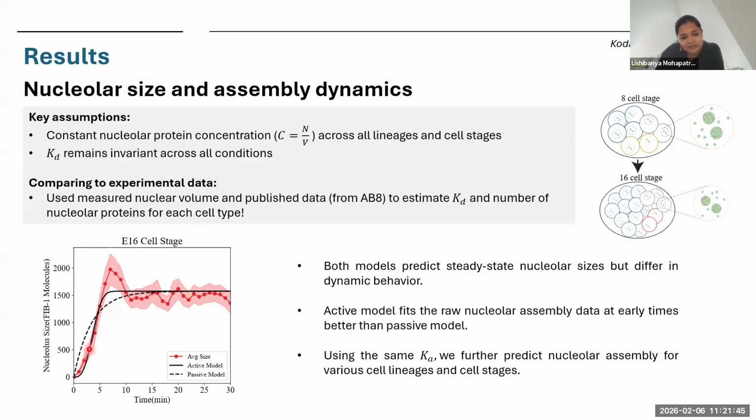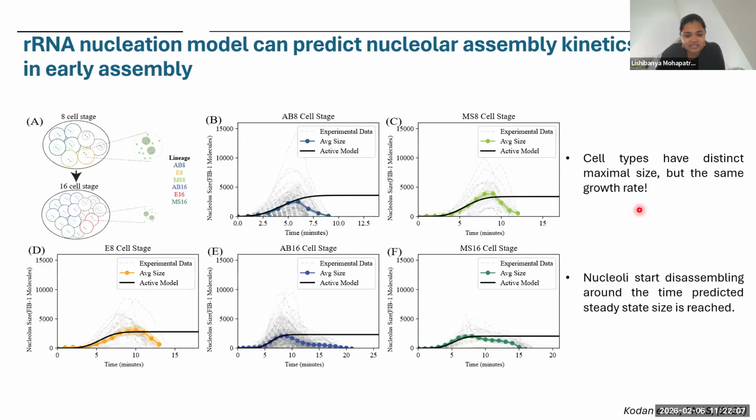And by extracting this particular assembly parameter, we wanted to see how it would compare with the assembly in other cell types. So this is E16, but now we're going to see data that comes from AB8, AB16, and all of the different cell stages that we have over here. So that's what I'm going to show you in the next slide. Let's walk through it kind of slowly.